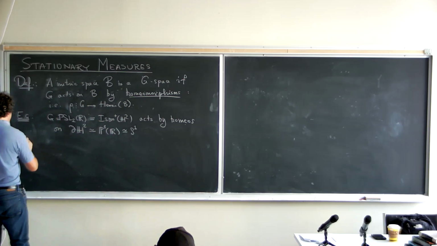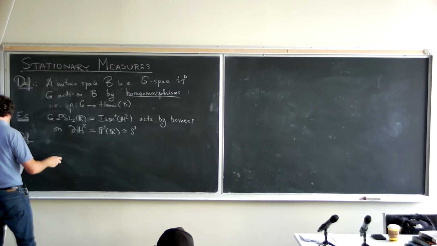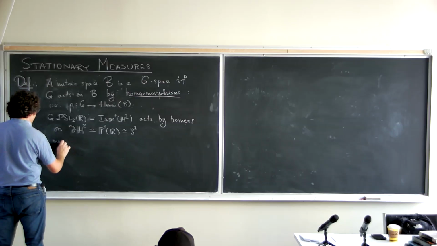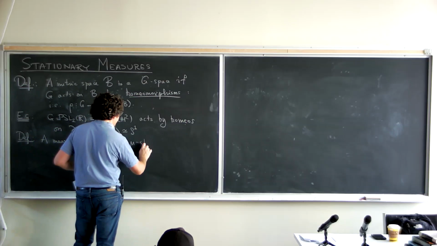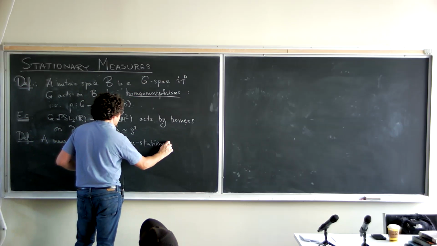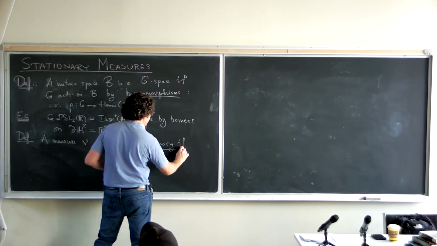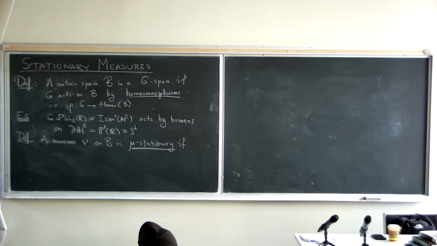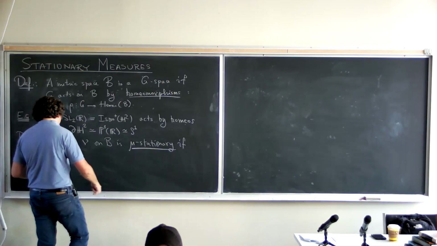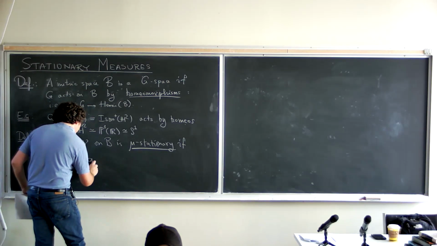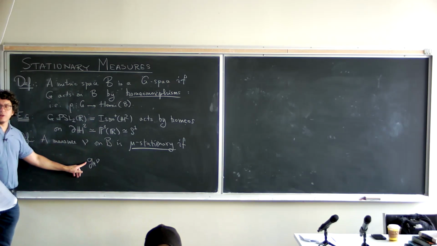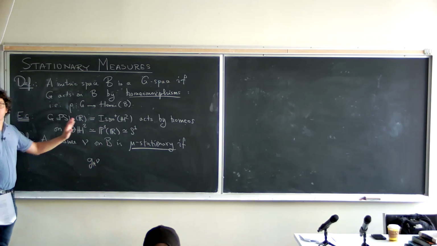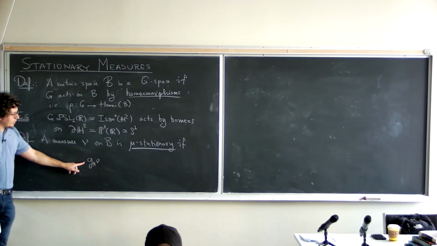Okay, so in general, what is the definition of a stationary measure? Well, a measure nu on B is mu-stationary if, well, it's not invariant because there need not be any invariant measure, but it's invariant on average. So if you take g star nu, you act by g on nu. Remember that the way you act on measures is by push forward. And then you take the average.